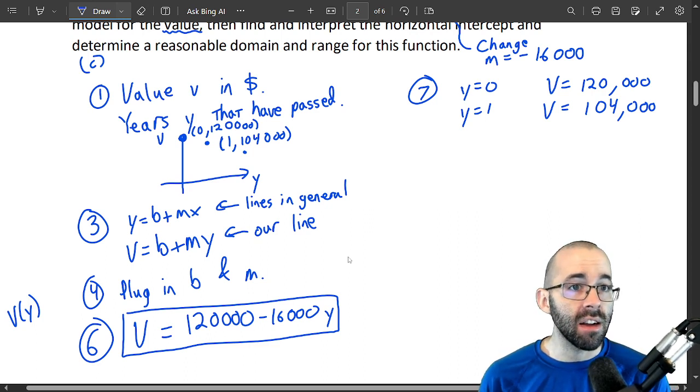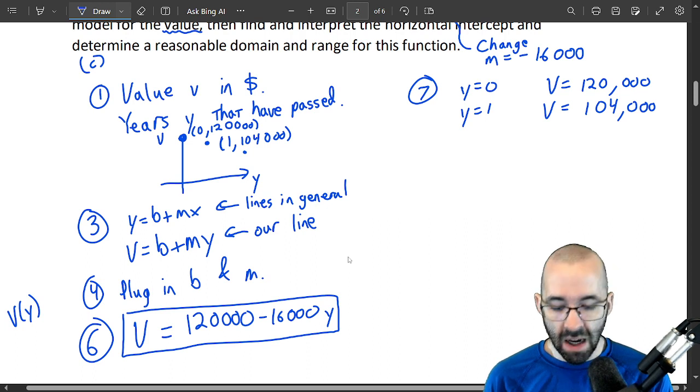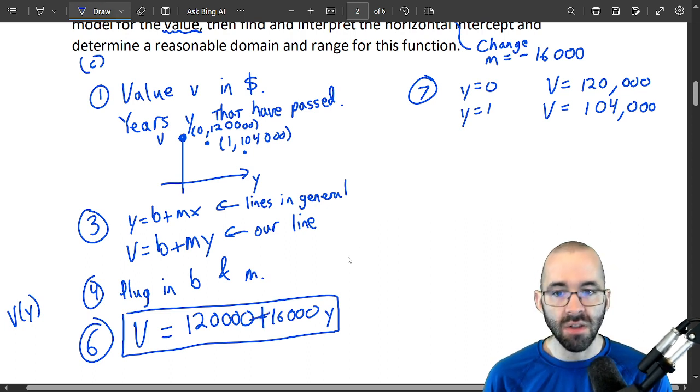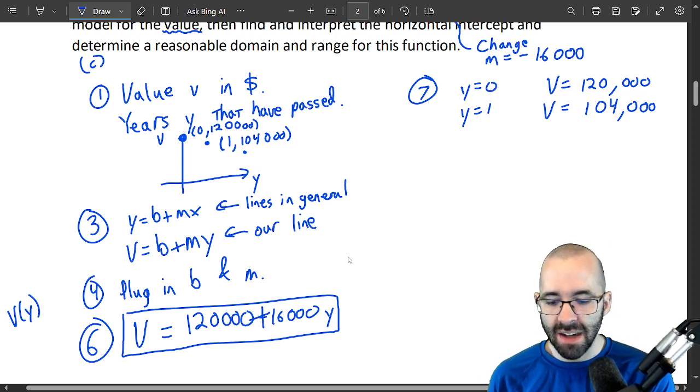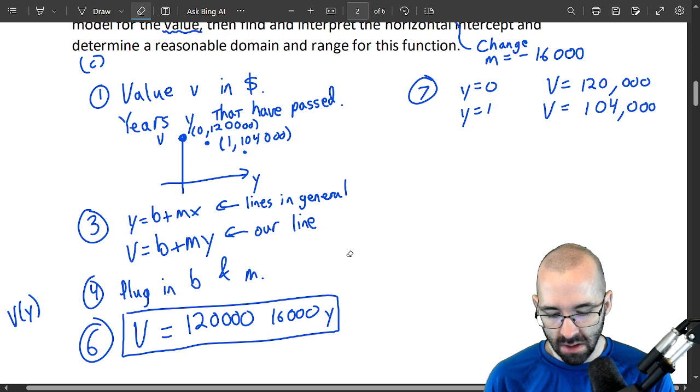If we forgot to make our slope negative, if this was our slope, a positive, then step 7 is where we would catch that. And that's why that step 7 is so important. Okay?